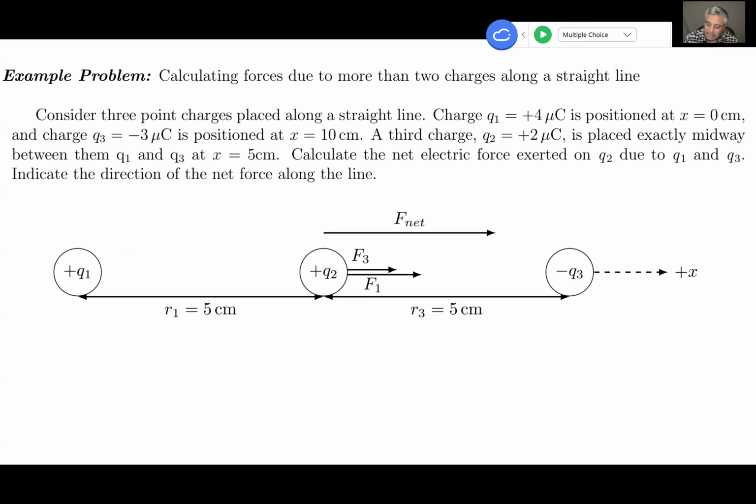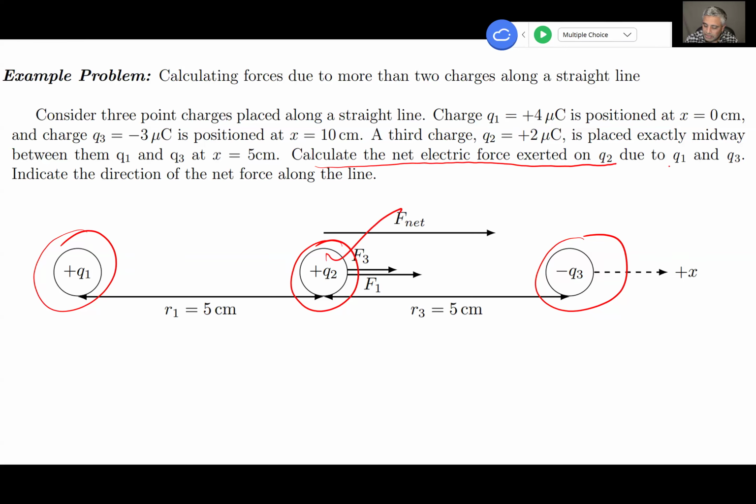So there are 2 charges and a third charge is in the middle. So the question is asking us to calculate the net force exerted on Q2 because of Q1 and Q3. So that means we need to first sketch how the forces are acting. See, now the things we learned from the clicker question come in handy. So this is positive, this is positive. So that is repulsive force.